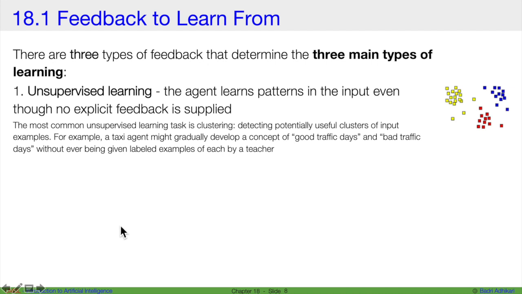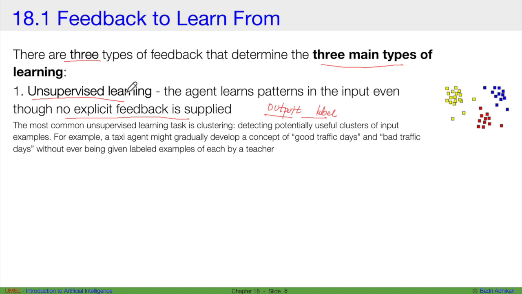The next important thing to look at when we consider learning is what feedback is available to learn from. And there are 3 types of feedback available that determine the 3 types of learning. The first type of learning is unsupervised learning. In this learning, the agent learns patterns in the input even though no explicit feedback is supplied. In other words, you have your data, but the agent does not have the correct output label to learn from. So the agent has to learn by looking at the data itself.